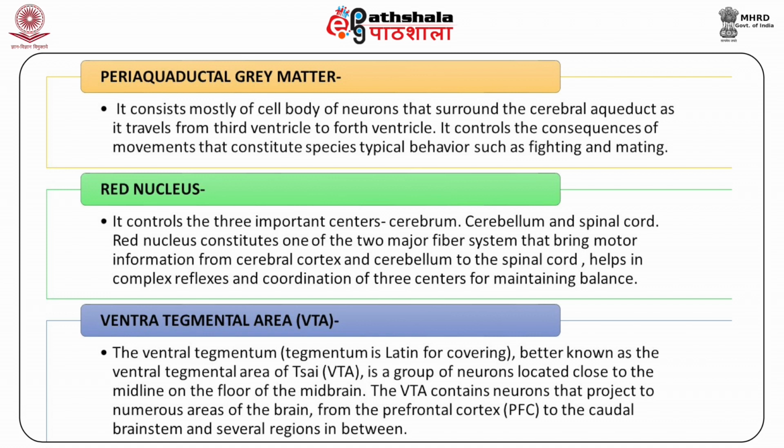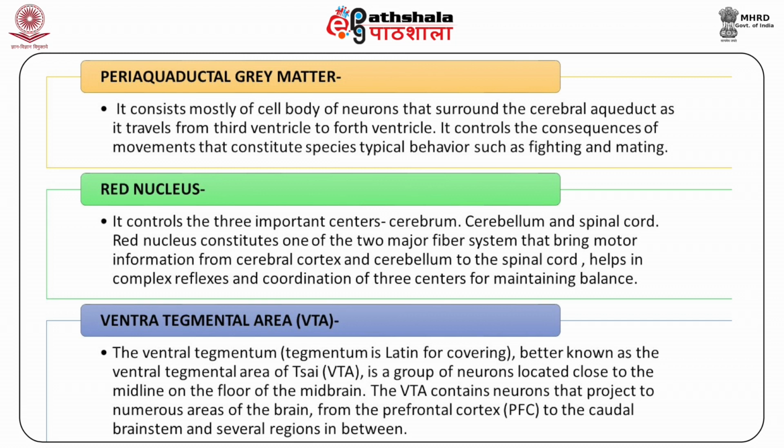It controls the consequences of movements that constitute species-typical behavior such as fighting and mating. Red nucleus. It connects 3 important centers: cerebrum, cerebellum and spinal cord. The red nucleus constitutes one of the 2 major fiber systems that bring motor information from the cerebral cortex and cerebellum to the spinal cord, and helps in complex reflexes and coordination of the 3 centers for maintaining balance.